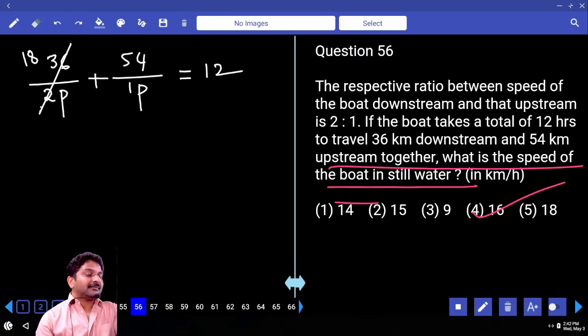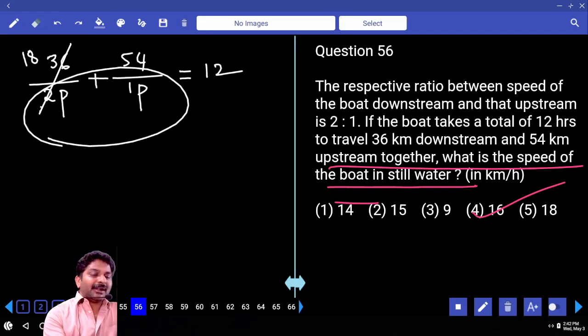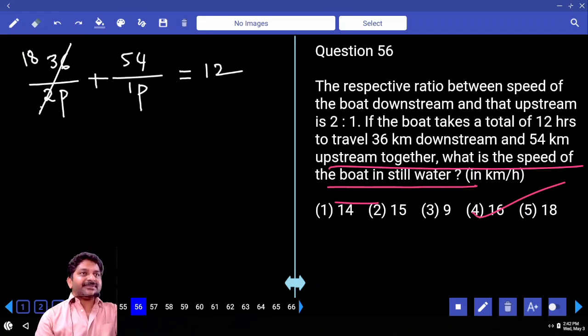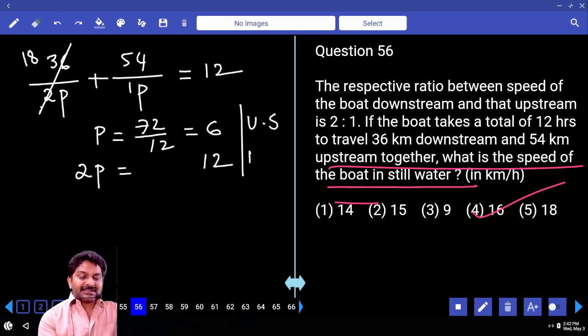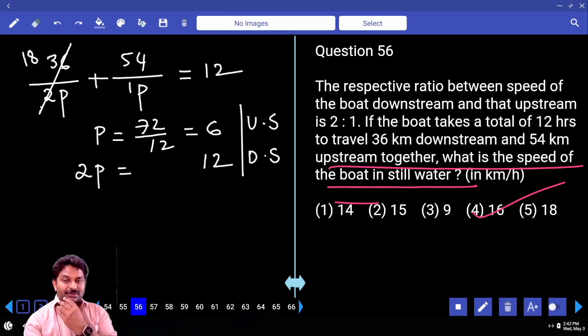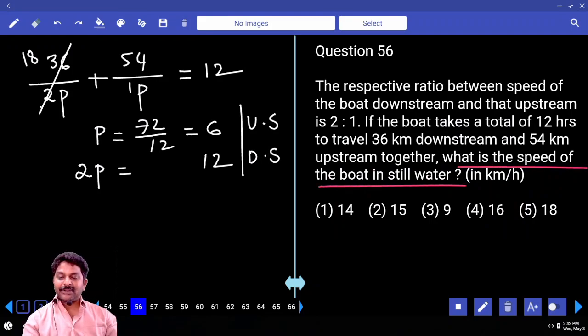Numerator 72. Take P common. In the denominator, 18 plus 54 is 72, so 72 by P is equal to 12. That means P is equal to 72 by 12. How much is that? 6. Then 2P is equal to? Come on. This is upstream and this is downstream only. It's a 2:1 ratio, correct.